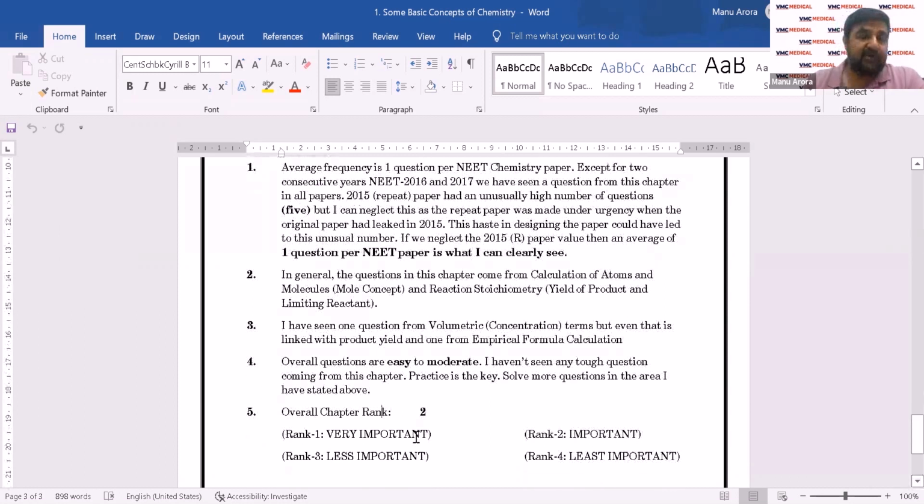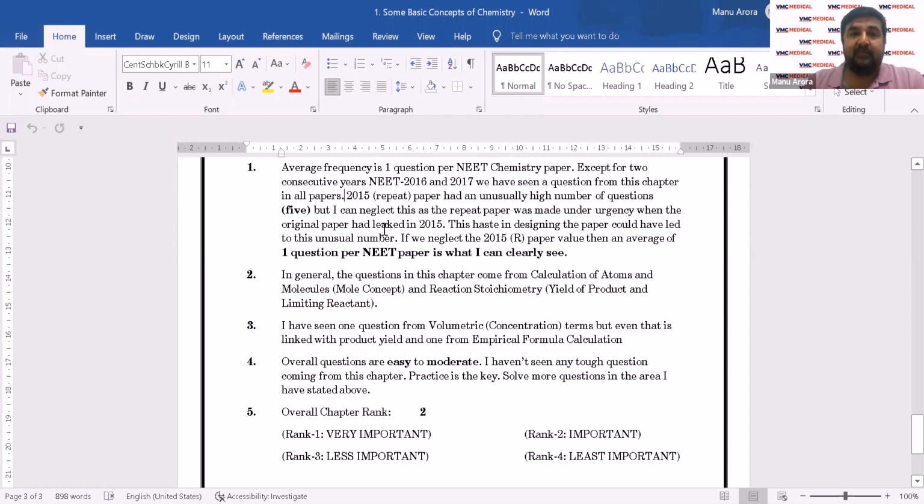Rank 1 will be a very important chapter. Rank 2 will be important. Rank 3 will be less important. Rank 4 will be the least important. But you cannot have any chapter where you say that this chapter is not important. Of course, so I think that's pretty understood. So average frequency is one question per NEET chemistry paper, except for 2 consecutive years, 2016 and 17. We have seen a question from this chapter in all papers.